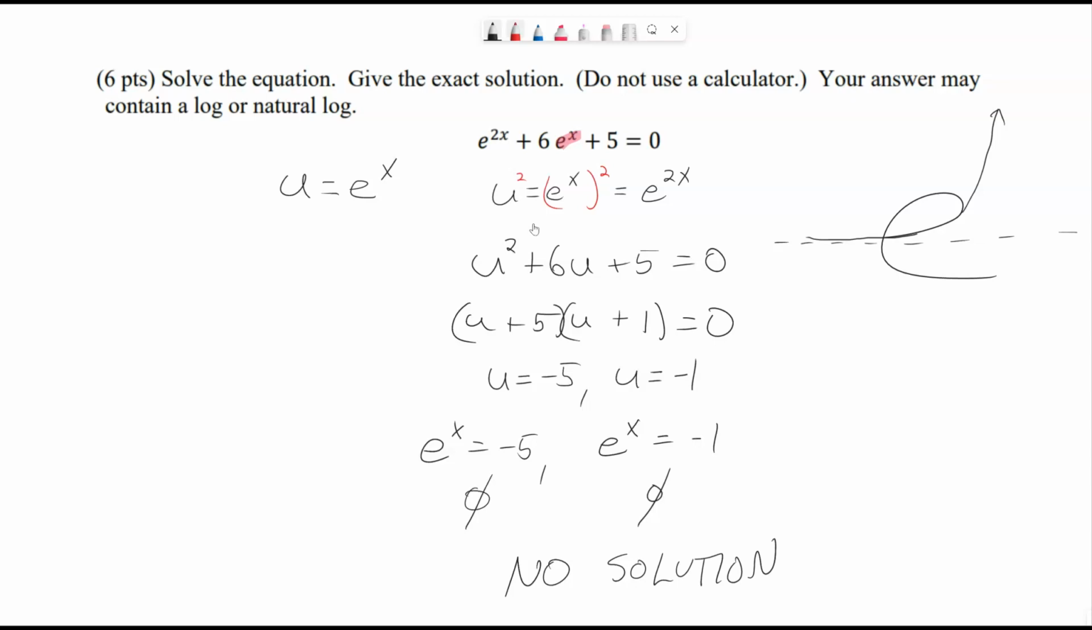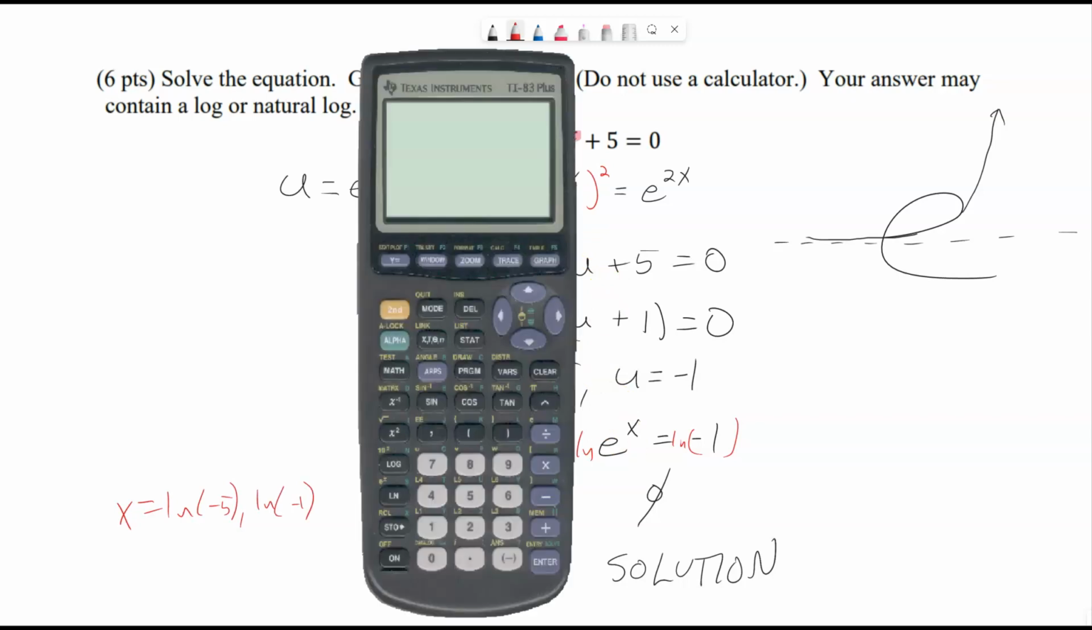Now, if you tried to solve with an ln, which is the inverse of an e, I have to do that on both sides, sorry. All right, that parentheses. There we go. Now it appears that x equals natural log of -5 and natural log of -1. But that's not possible. You don't believe me?